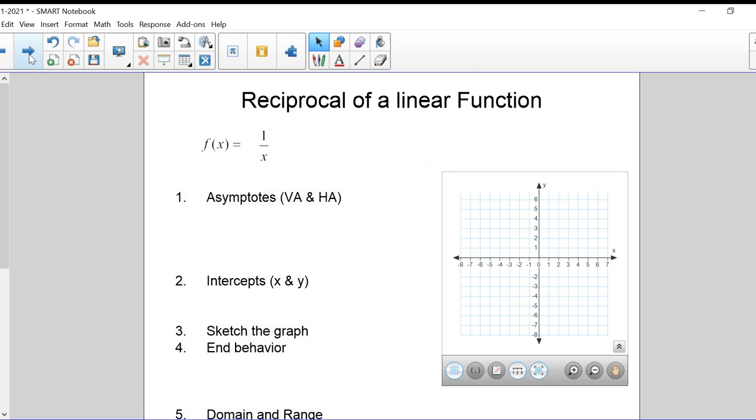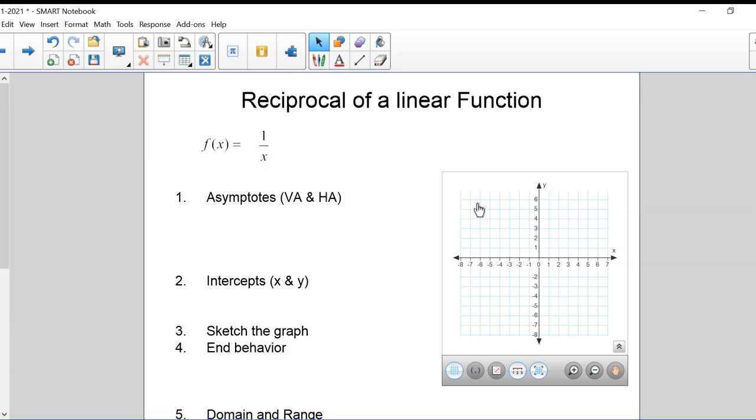Reciprocal of a linear function. So a linear function, of course, is like your y equals mx plus b. It's a straight line, right? So like 1 over x would be the reciprocal of a linear function because y equals x is a linear function. What does a reciprocal of a linear function look like?